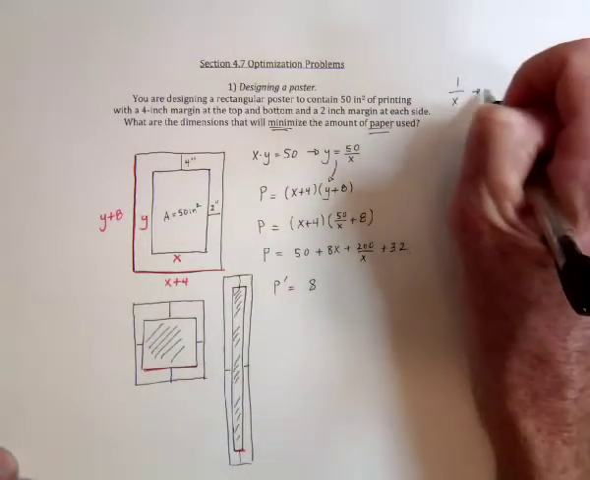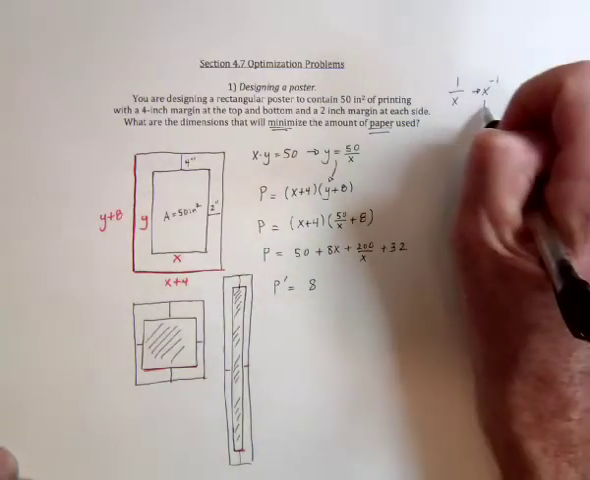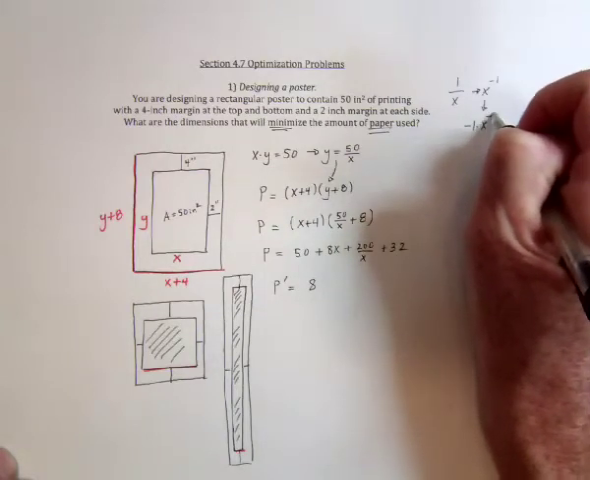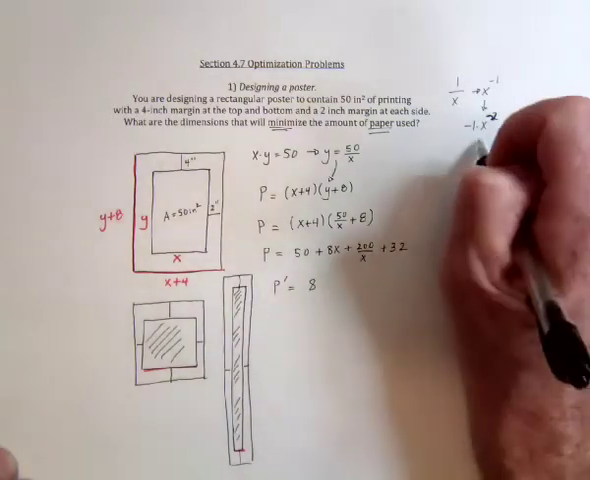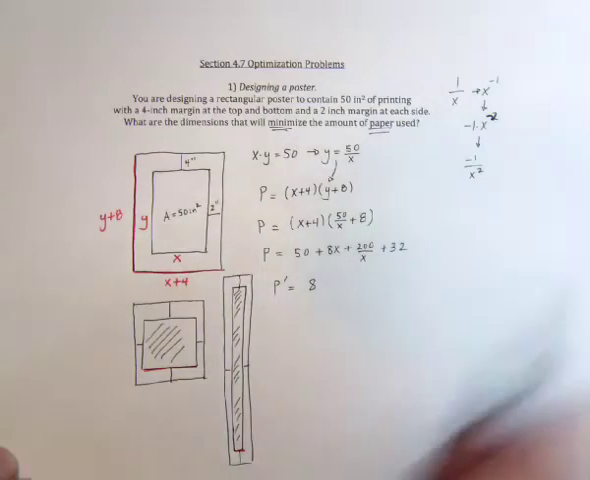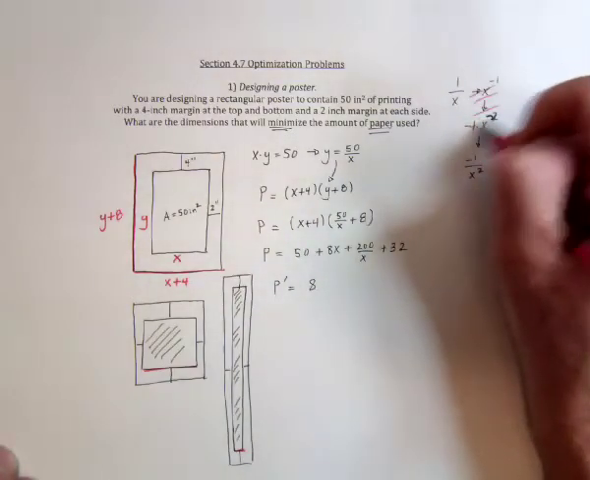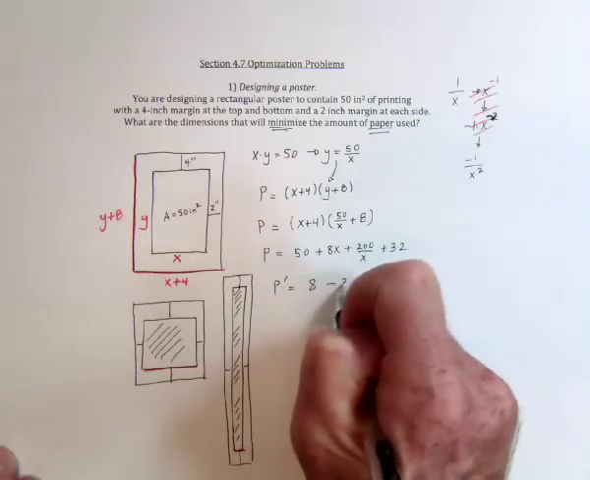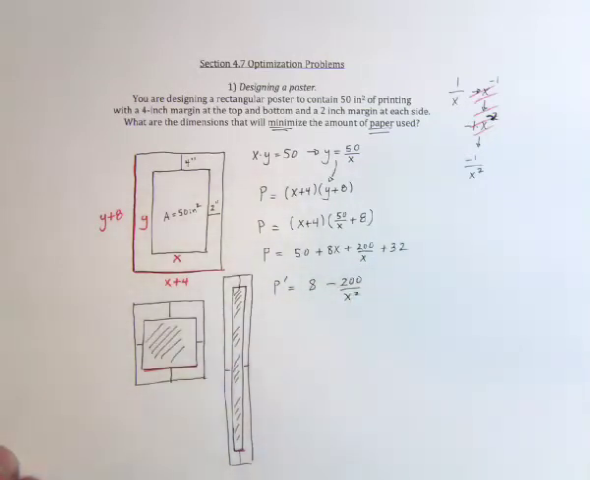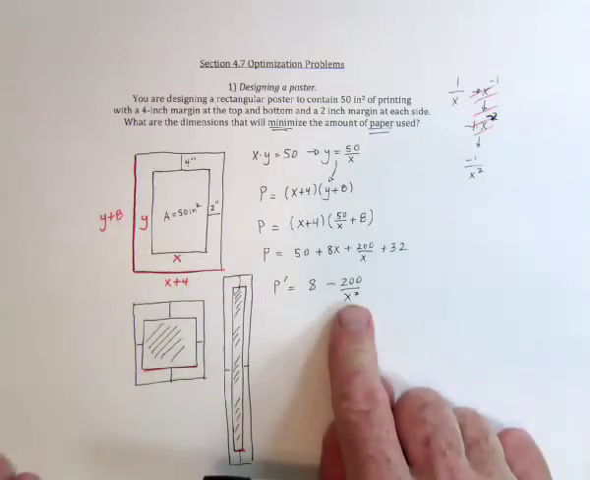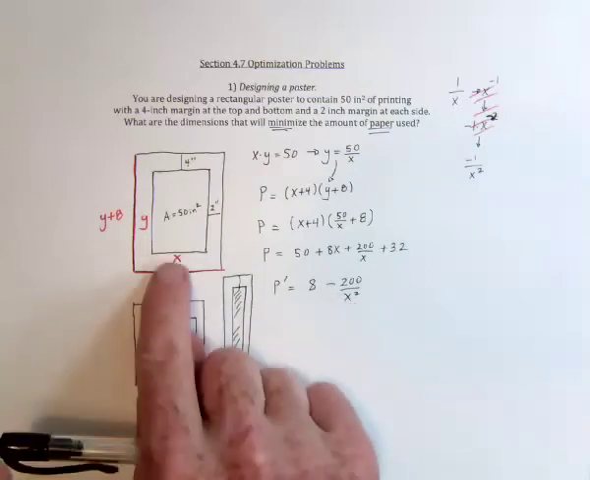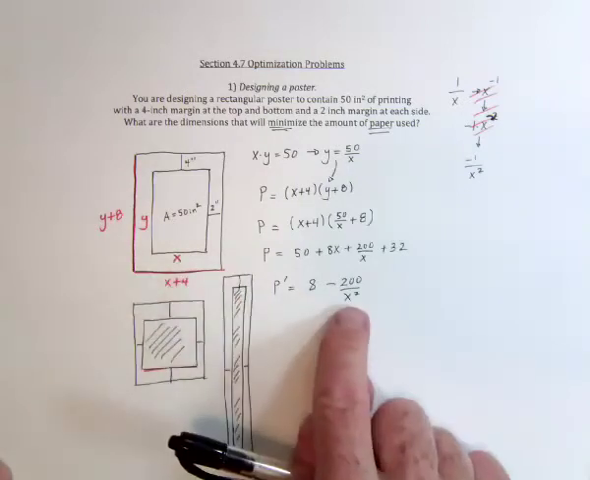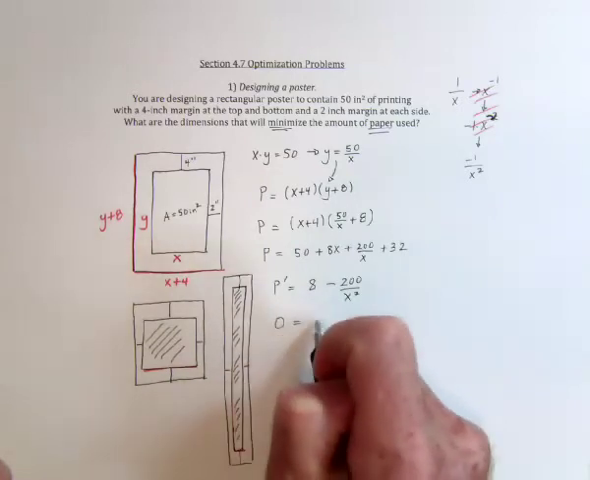With 1 over x, you can rewrite it as x to the negative 1, and then take the derivative. So it's going to be negative, and then x to the negative 2. And then you could rewrite it as negative 1 over x squared. Or you could just skip all of this part and just remember the derivative for 1 over x is negative 1 over x squared. So this will be negative 200 over x squared. So the derivative is undefined at 0, which means something interesting happens at 0. Namely, if this side of the poster were 0, you wouldn't have a poster. So that's not really useful in this case, but you often have to check, what if it's undefined? Next, if it's 0.